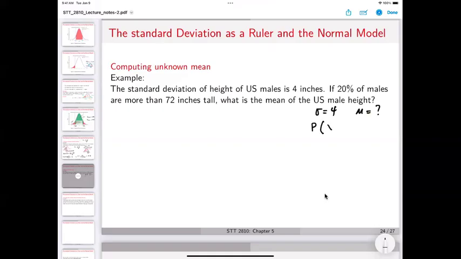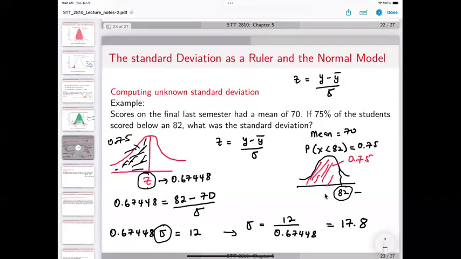P of X should be greater than or less than? Greater than, because we are told that they are more than. Is that okay? 72 is 0.20. Do you all agree with this? We all good on this one? Okay. Now, if you're all good on this one, I want you to draw the curve.